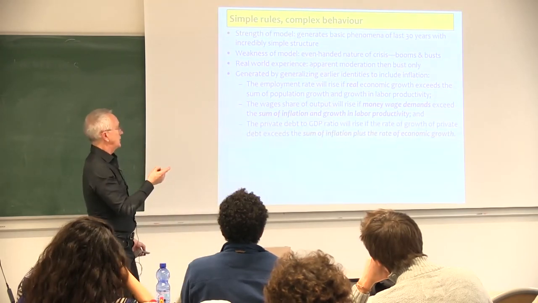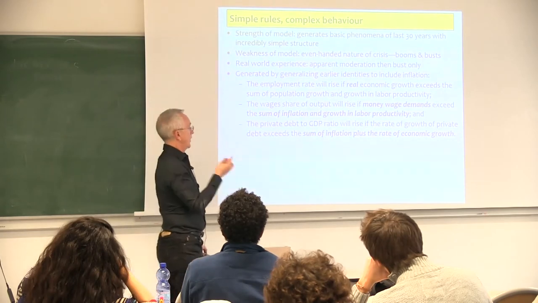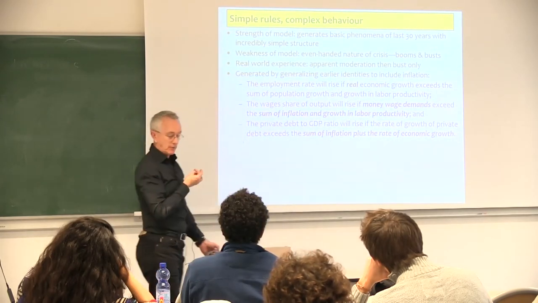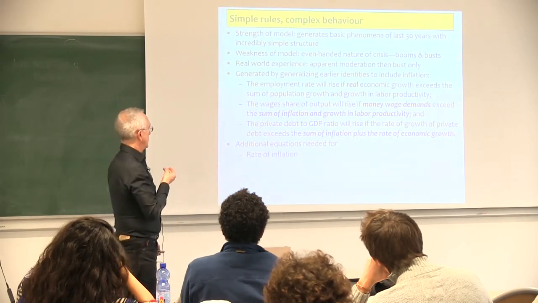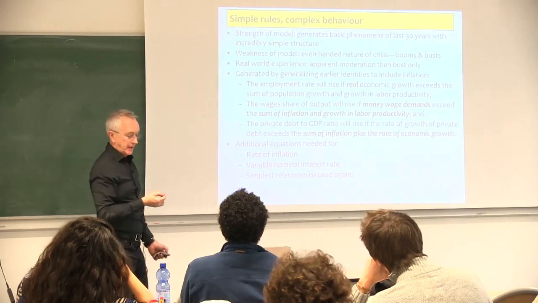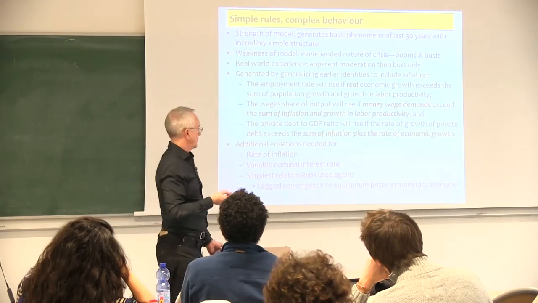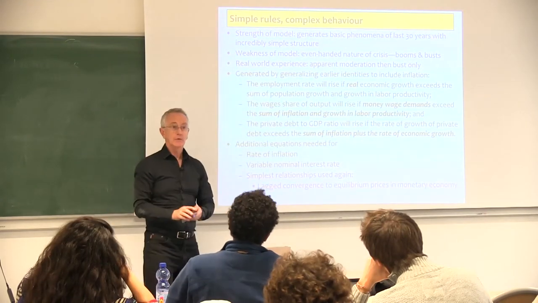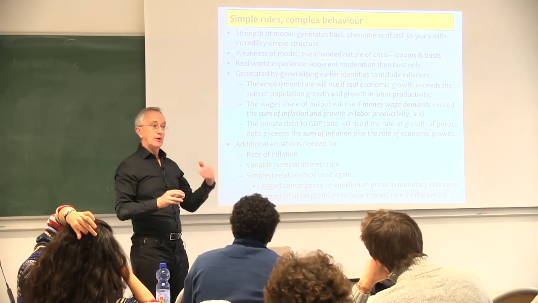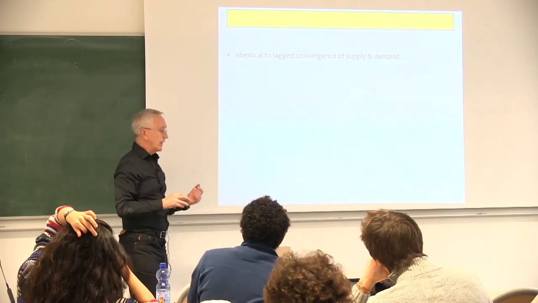And the private debt ratio will rise if the rate of growth of nominal private debt exceeds the sum of inflation plus economic growth. So I need additional equations for the rate of inflation and for a variable nominal interest rate. And again, I use the simplest possible relationships. I've got a lagged convergence of prices to equilibrium and a lagged inflation premium on interest rates reacting to that.